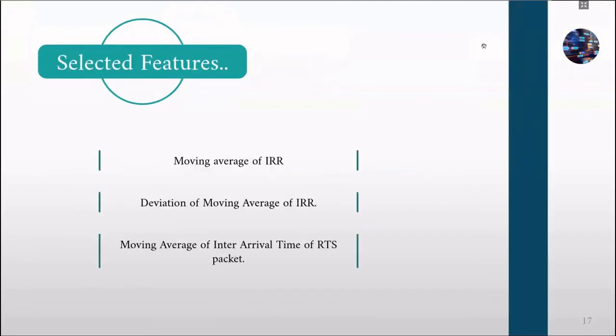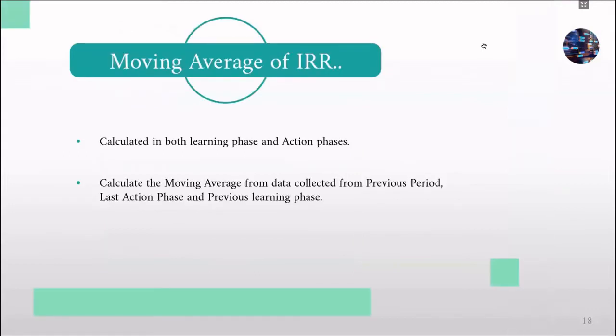Now we will look into our selected features for creating the dataset. Here, some technical terms are shown, like invalid RTS. That means when an RTS is not followed by any data packet. And another one is IRR. That means invalid RTS ratio, which can be determined by dividing invalid RTS count by total RTS count. And the selected features are moving average of IRR, deviation of moving average of IRR, and moving average of interarrival time of RTS packets.